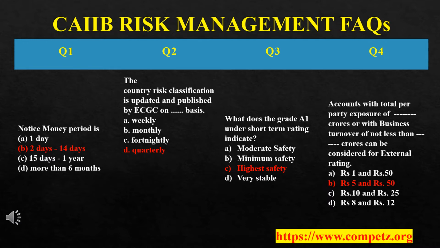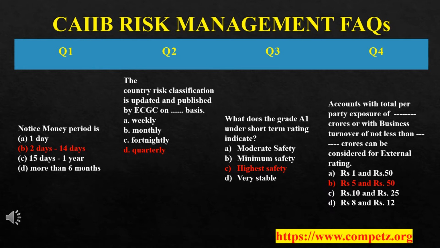Okay, that is A1. A2 is also there. You need to remember what is A1, A2, A3, A4, D and so on. Your basics should be clear. A2 means the instruments with this rating are considered to have a strong degree of safety regarding timely payment of financial obligations. Therefore, it carries low credit risk.